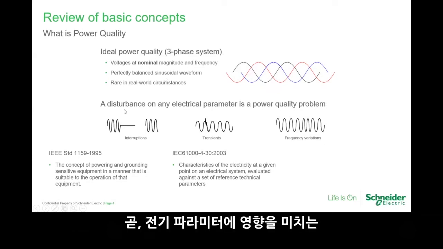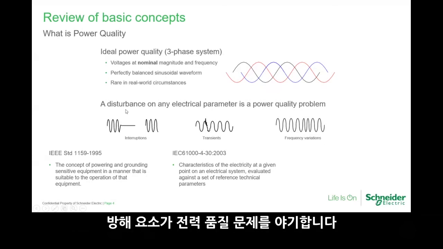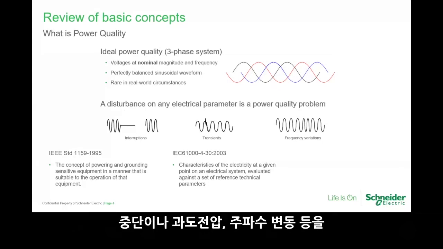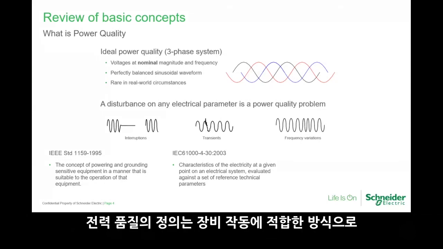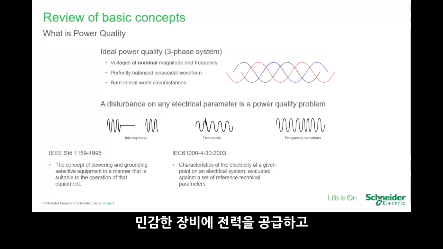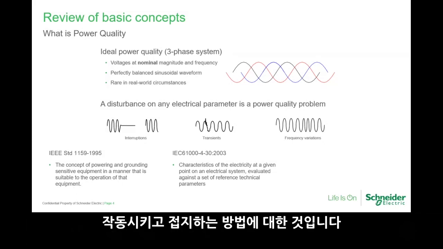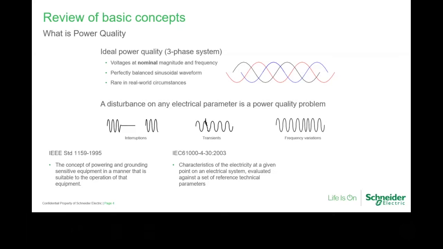So a disturbance on an electrical parameter is a power quality problem. It can be interruption, transient, frequency variation, and so on and so forth. Let's take a look at the two standards that talk about power quality. First, the IEEE standard 1159. The definition of power quality is about the concept of powering and grounding sensitive equipment in a manner that is suitable to the operation of that equipment. We are talking about how we ground it and operate it in such a way that the equipment can operate on its own without any deterioration.